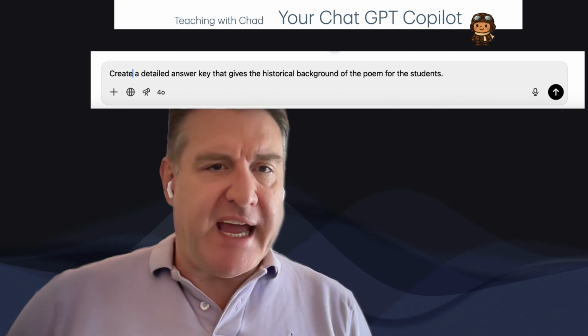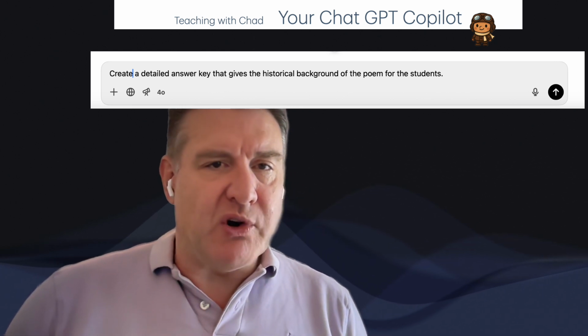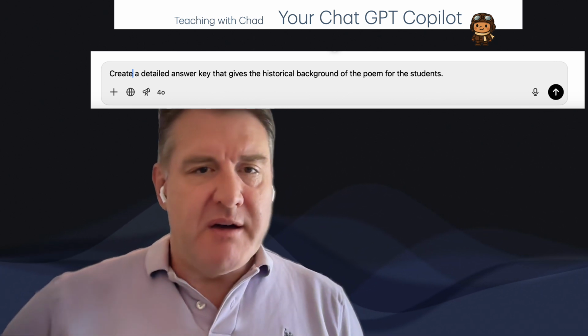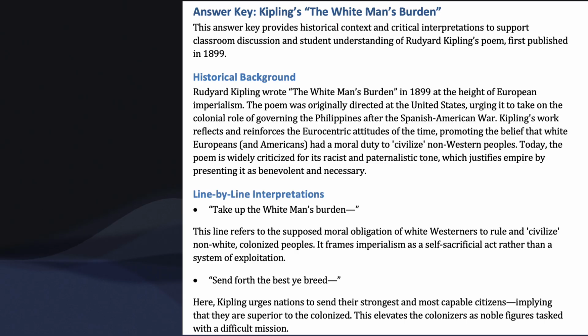So create a detailed answer key that gives a historical background of the poem for the students. And voila, in a few moments, we end up with detailed historical background and then a line for line answer key, which even if you're very familiar with this poem, it helps you to think in different ways and to add to your own knowledge. Now, of course, the order here is important where you introduce the topic.